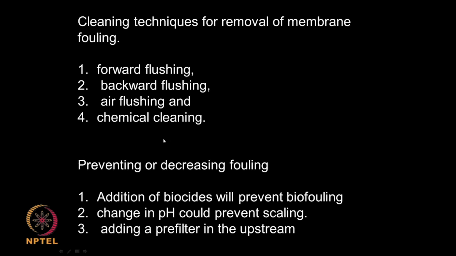So, how do we decrease or prevent fouling? We can add biocides. These are chemicals which will prevent biofilm formation and biofouling. We can change the pH so that salts do not precipitate out, and that will prevent scaling. We can also have a pre-filter, a small microfiltration system which can remove suspended solids, and then we can adjust the pH. Once some dissolved solids settle, we can have another pre-filter.